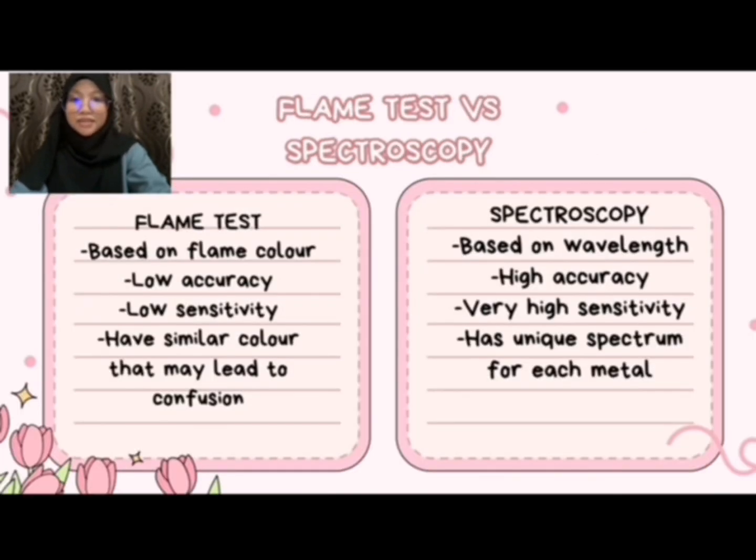And this is the flame test and spectroscopy comparison. The flame test is based on color, with low accuracy and low sensitivity, and similar colors may lead to confusion, while spectroscopy is based on wavelength, with high accuracy, very high sensitivity, and a unique spectrum for each metal.